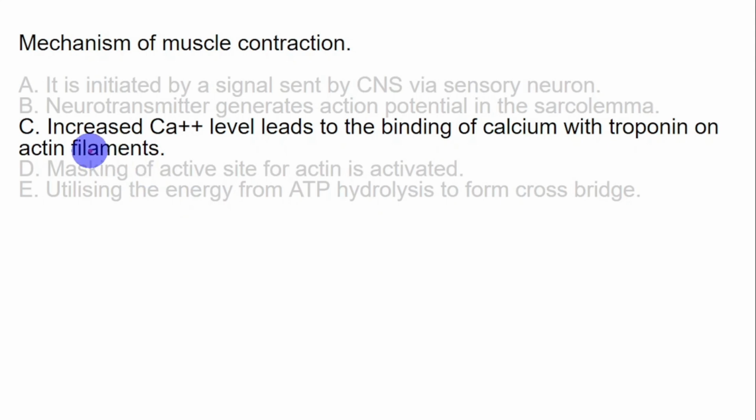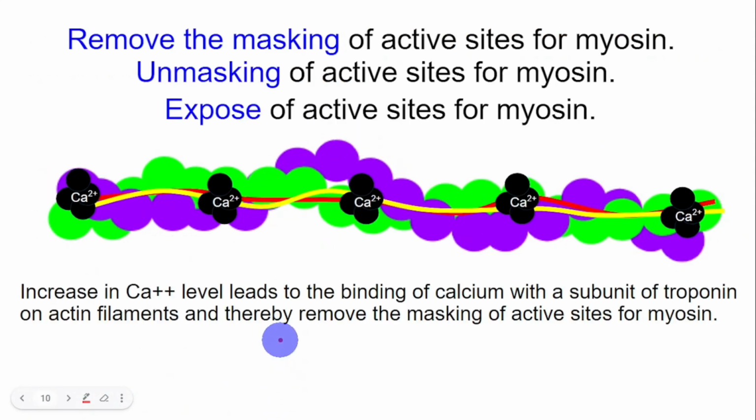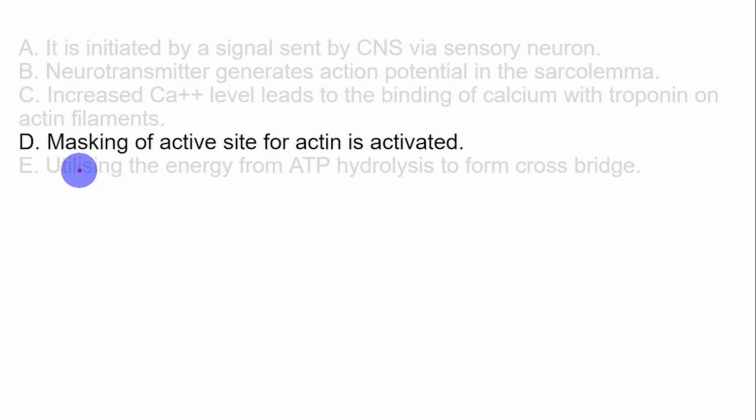Next statement says increased calcium level leads to the binding of calcium with troponin on actin filaments. This is correct. If you want to visualize it, these globular structures are actin filaments, and then you can see tropomyosin, and these complex proteins are troponin. Sarcoplasmic reticulum releases calcium, and these calcium ions bind to troponin, and this helps in removing the masking of active sites for myosin. The next statement says masking of active site for actin is activated. This is completely incorrect statement.